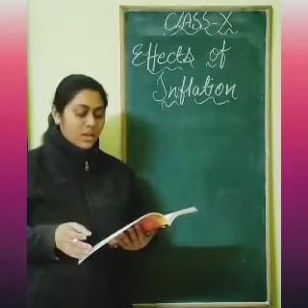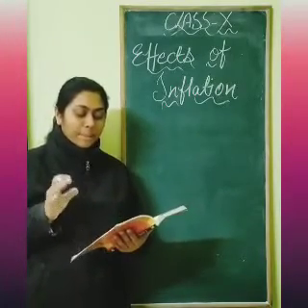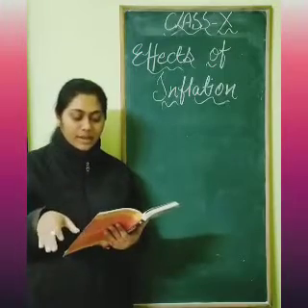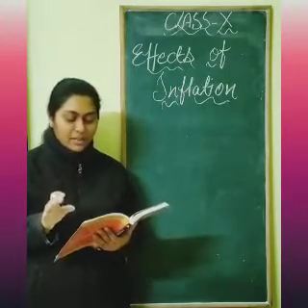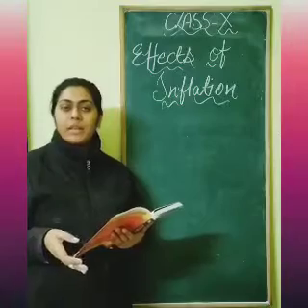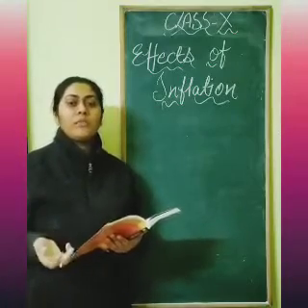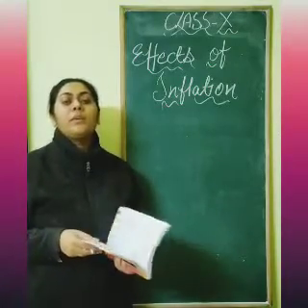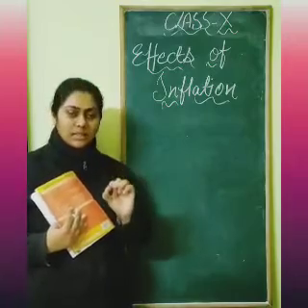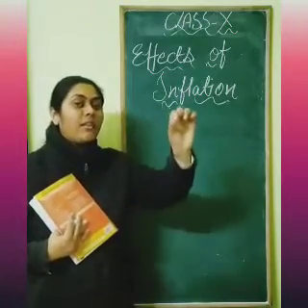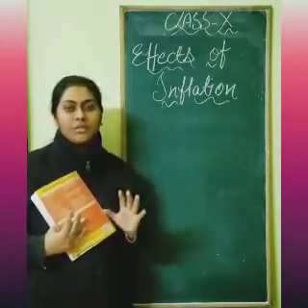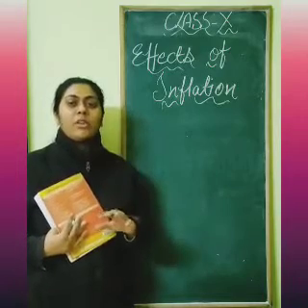Then we have effects on the working class, effects on fixed income groups, effects on debtors and creditors. Now, labor is the lowest paid class. This class is badly affected by inflation. Lowest paid class means, we people also, we are from the middle class. If the price of onion increases from 5 to 10, we are most affected, right? Think about the labor class.